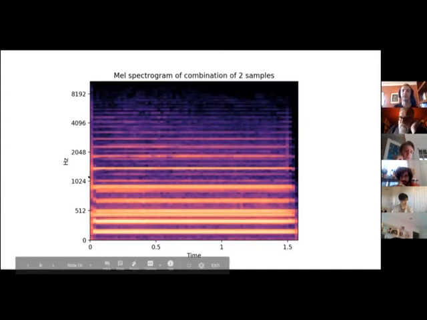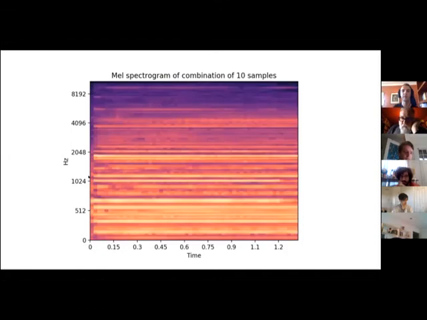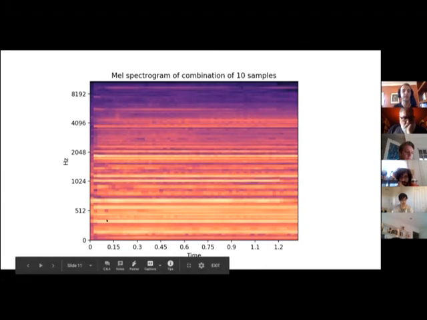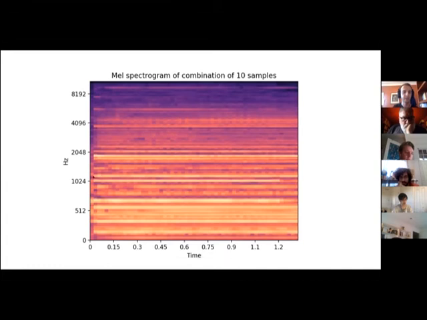But this isn't what we input to our network. What we input to our network is the combination of 10 samples. So this is the Mel spectrogram of 10 randomly chosen instruments and notes being played simultaneously. And as you can see, it's way more complex than just having one sample. So we might have some fundamental frequencies down here, but really, we can see stronger intensities here, but it's much harder to pick out specific partials.